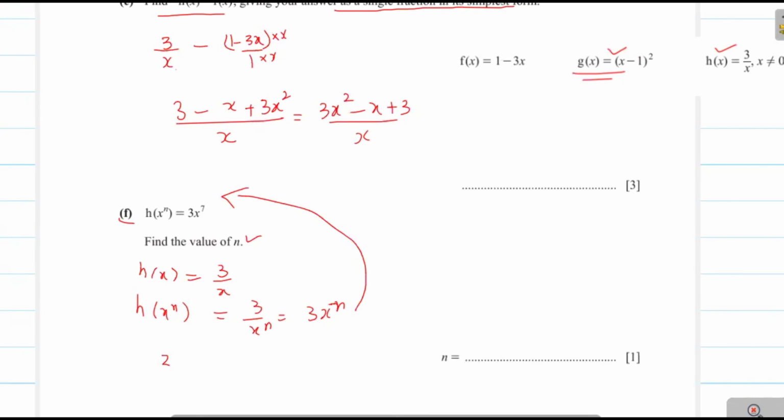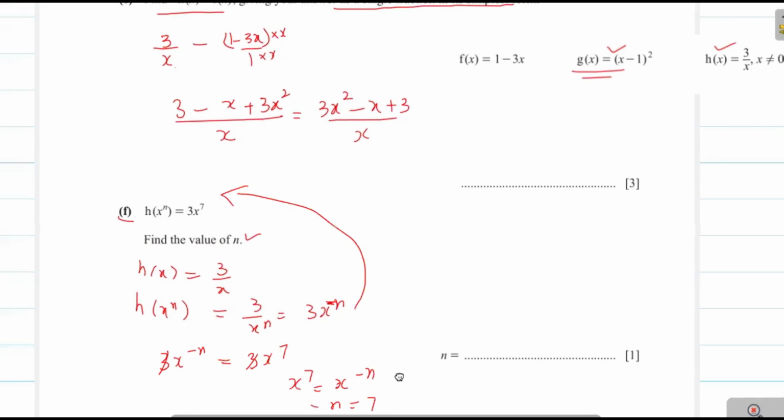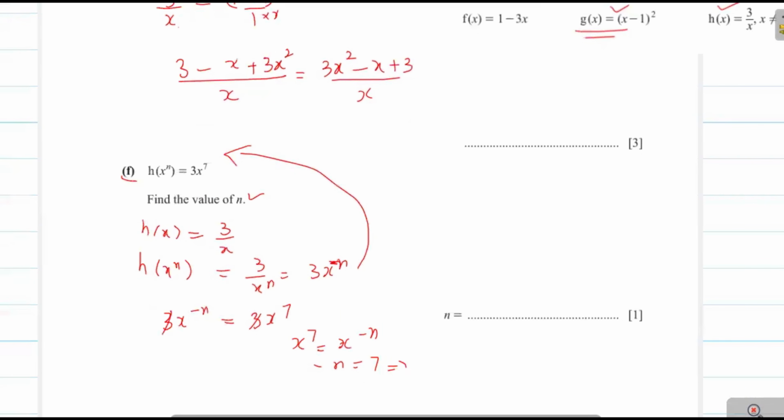Now this becomes 3x power minus n equal to 3 into x power 7. 3 will be cancelled. Now x power 7 equal to x power minus n. Therefore, minus n equal to 7, and we can write it as n equal to minus 7. And this is the answer.